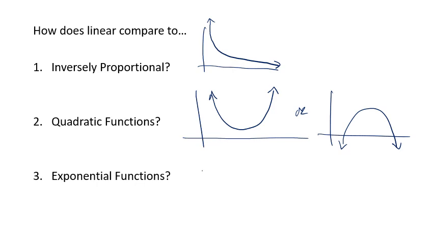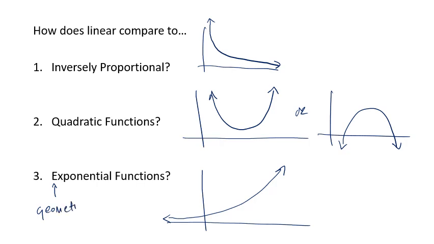And then we have our exponential functions, which look something like this. Now, this exponential is the same as a geometric function. And we mentioned geometric sequences earlier on in the chapter in 9.5. So if you go back and look at some of those functions, they have this sort of graph.